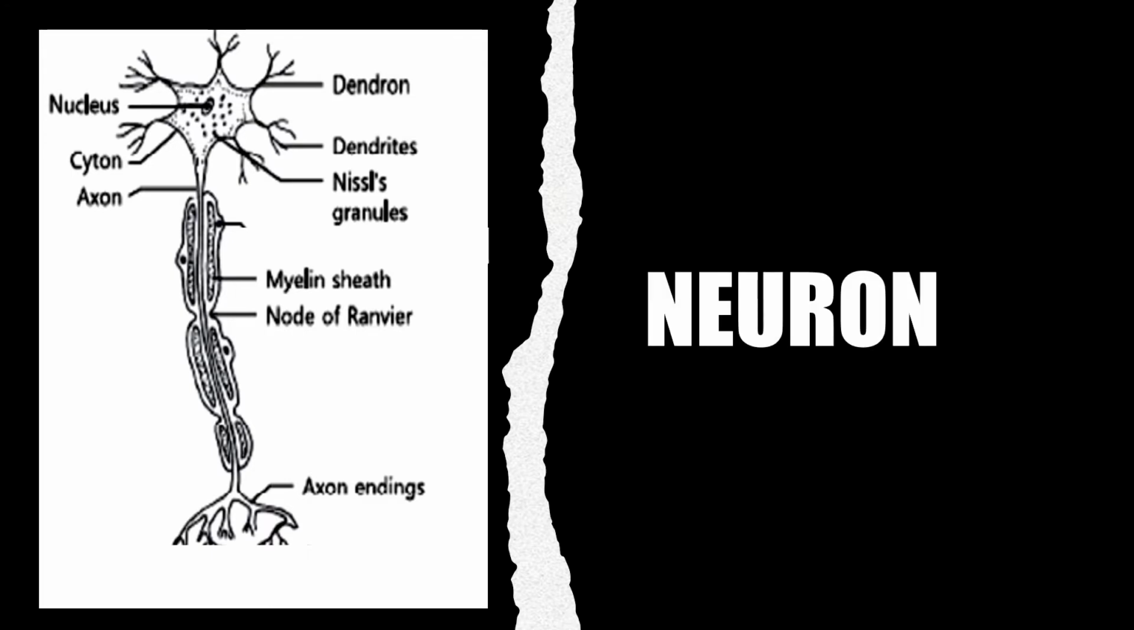We can go through the labelings. Nucleus, cytosol or perikaryon or cell body. Axon, axon endings, node of Ranvier, myelin sheath. Then Nissl granules, dendrites, dendron. The branches of dendron, we call it as dendrites.